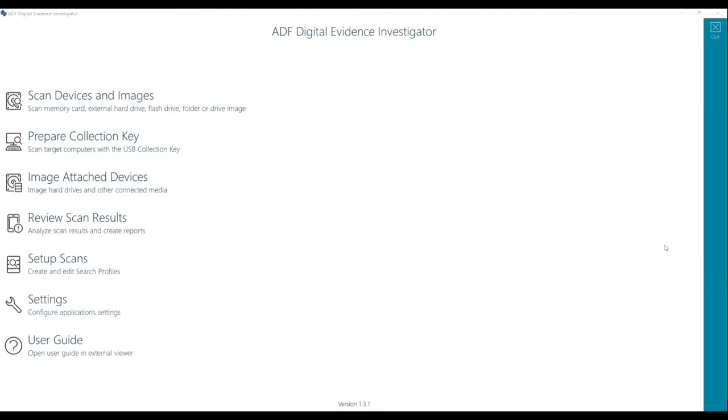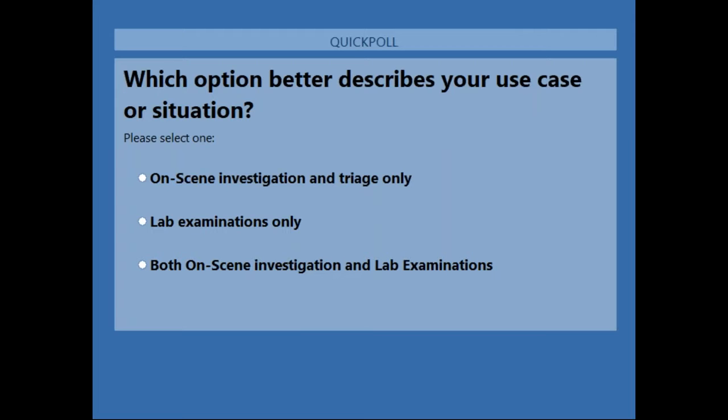Before that, I'd like to get an idea from you guys, if I could, by launching another poll here. What better describes your use case or situation? Are we looking at on-scene investigations and triage only? Are we looking to do just lab examinations only and get to that evidence fast? Or do we do both on-scene investigations and lab investigations?